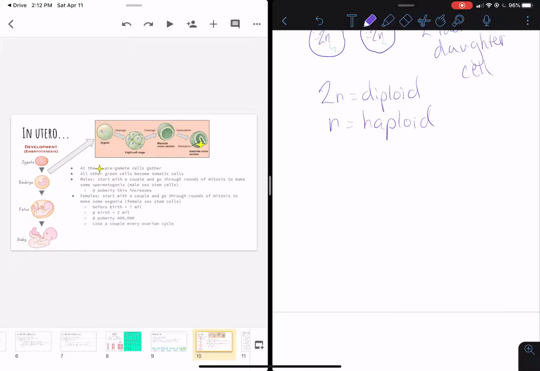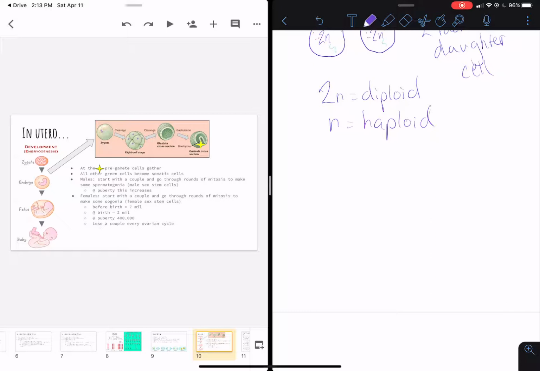So males, in utero, are going to start with a couple. They'll go through multiple rounds of mitosis, and they'll make spermatogonia. And remember, spermatogonia are the male sex stem cells. They'll go through a couple rounds. They kind of have an even level of spermatogonia available to them until they hit puberty, and then this explodes. And they make multiple rounds, and they go through meiosis many, many times.